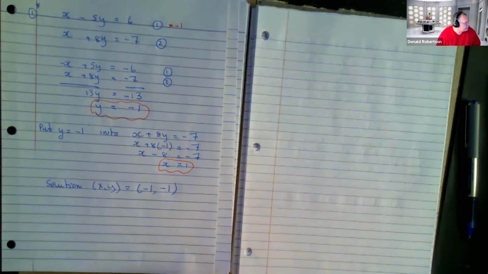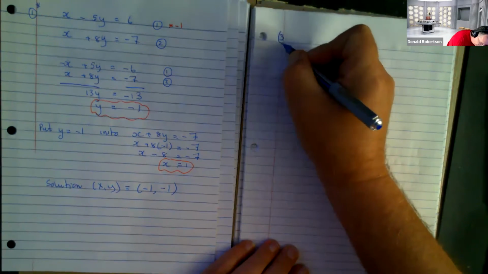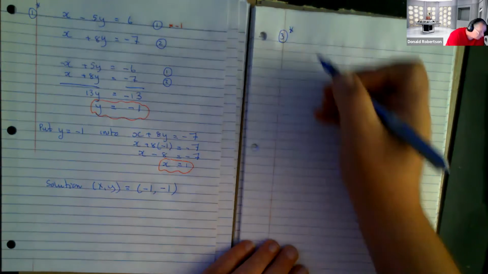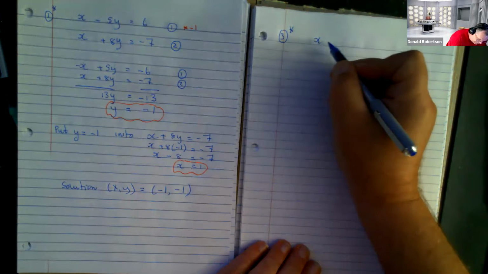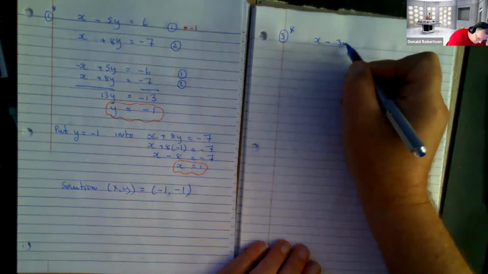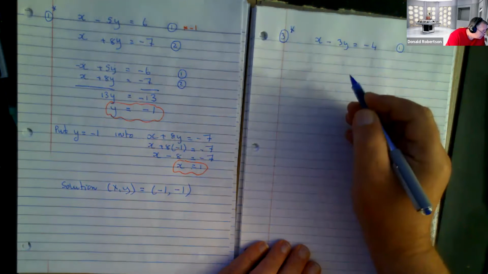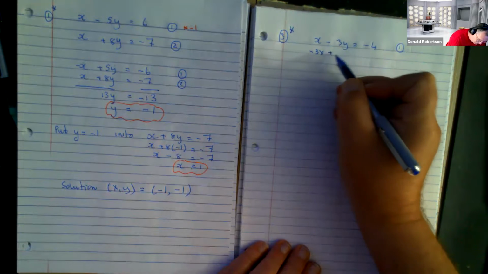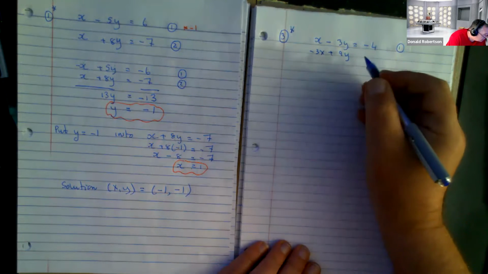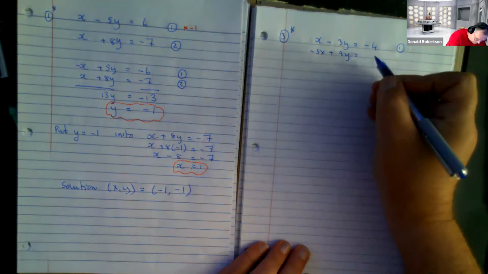Okay, let's look at another situation. This is a version of question 3. In this case, we have x take away 3y equals -4, so I'll call it equation 1. And we have -3x add 9y equals 12.